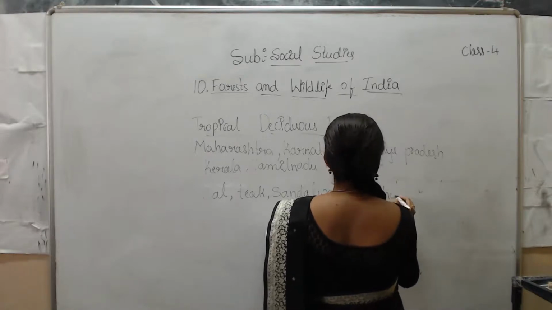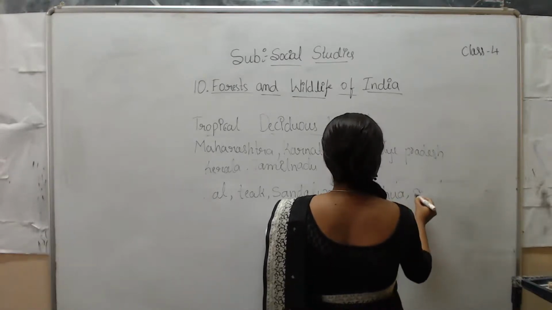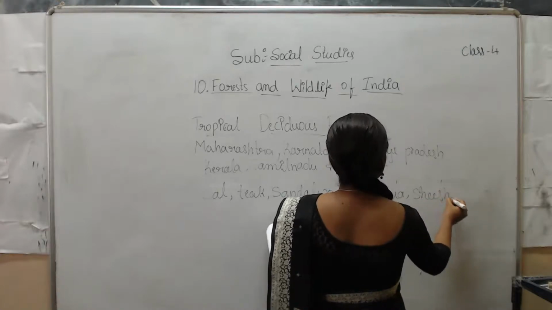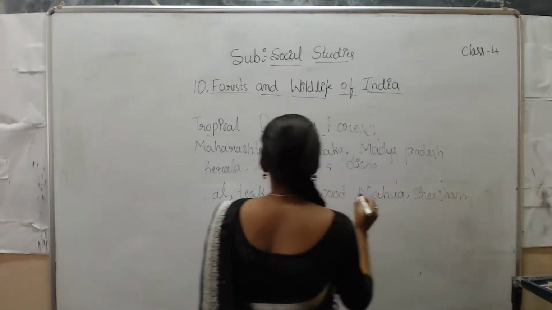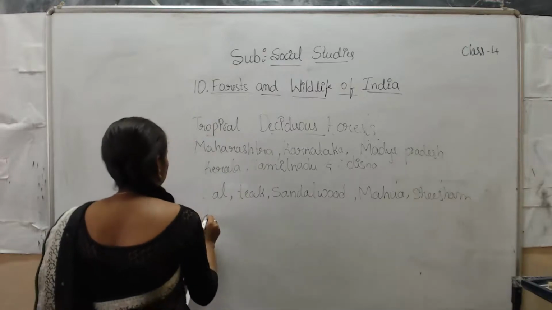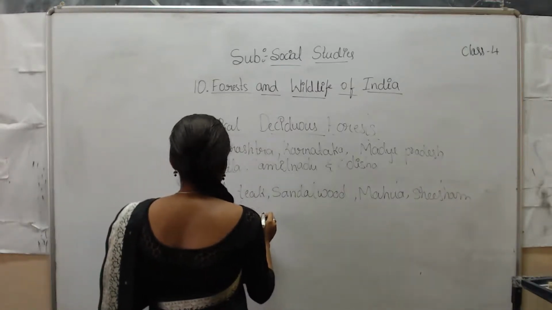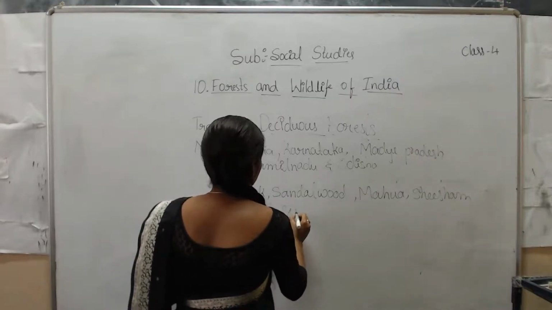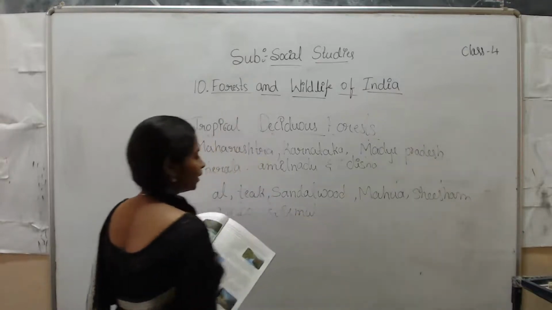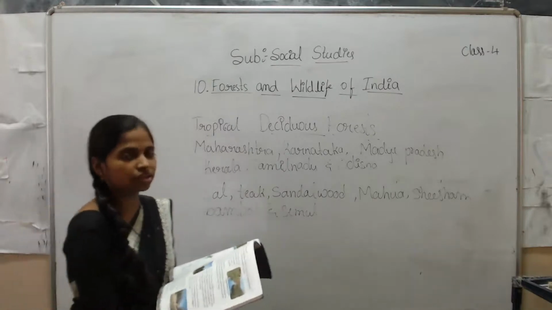Mahova, shisham, bamboo, and seemal. These are the commonly grown trees here in this tropical deciduous forest.